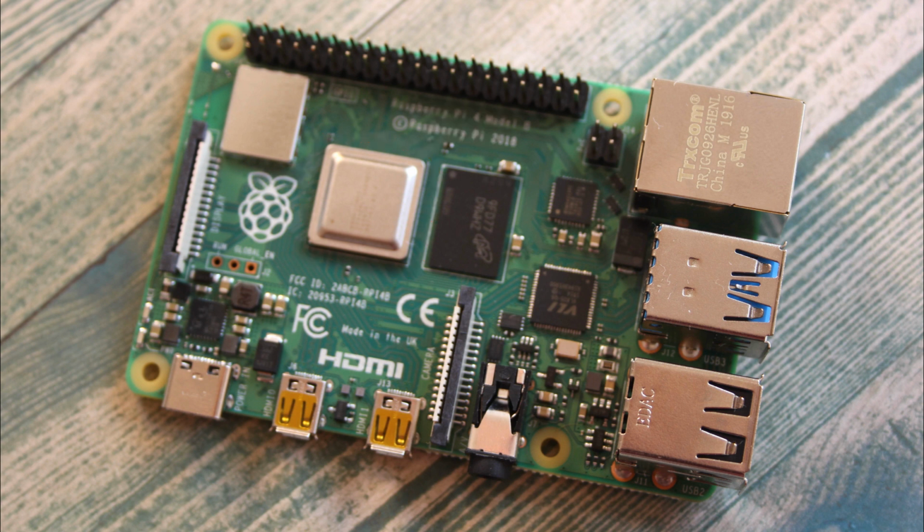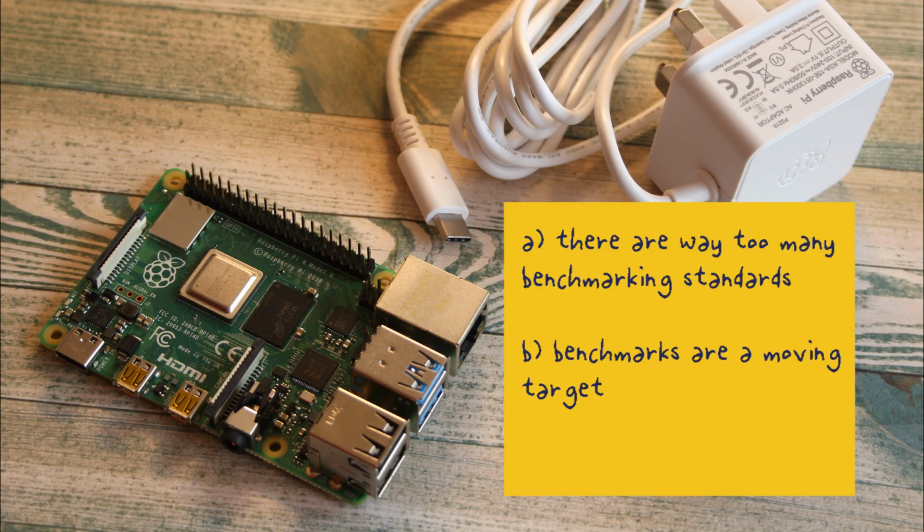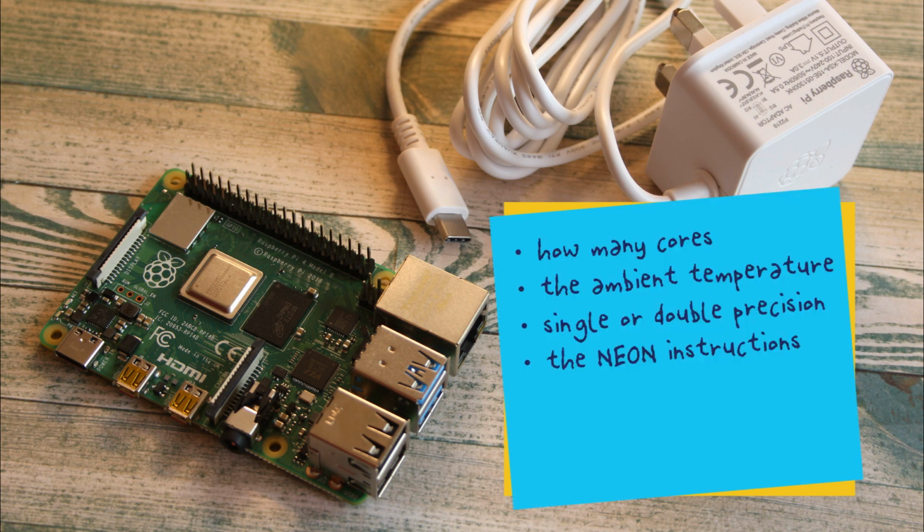One thing you find out running benchmarks on the Raspberry Pi 4 is that A, there are way too many benchmarking standards, and B, benchmarks are a moving target. It depends on how many cores you're using, the ambient temperature around the board, and whether the benchmark uses single or double precision, or taps into the NEON instructions present in the RPi 2 and above. All of them get different results, and it's hard to pick one that's both representative and comprehensible.